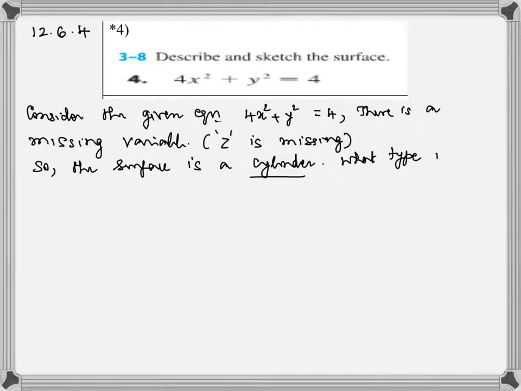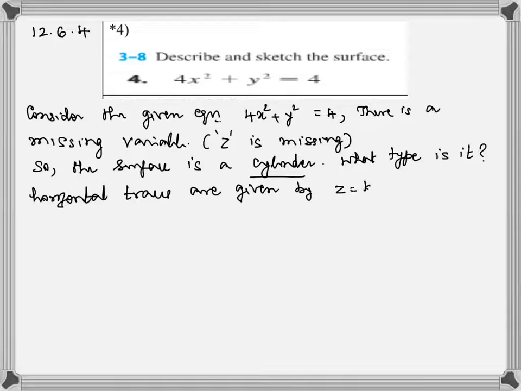And what type of cylinder is this? That gets determined by the equation 4x² + y² = 4. So we are going to make horizontal traces, which means we are going to see what the intersection of the surface is with the plane z equal to a constant. If z is constant, that means it's a plane parallel to the xy plane, at a distance k. The k can be any value, positive, negative, or 0.